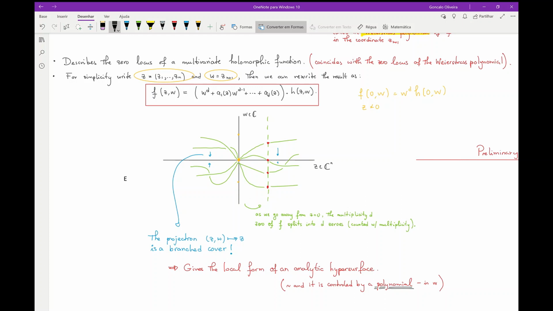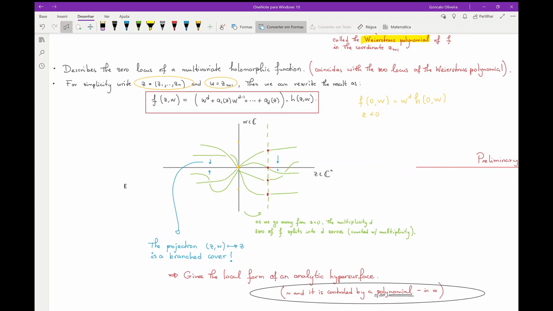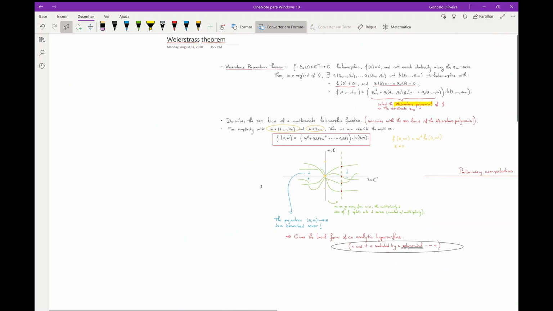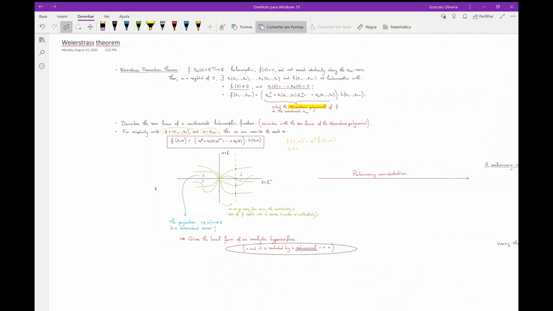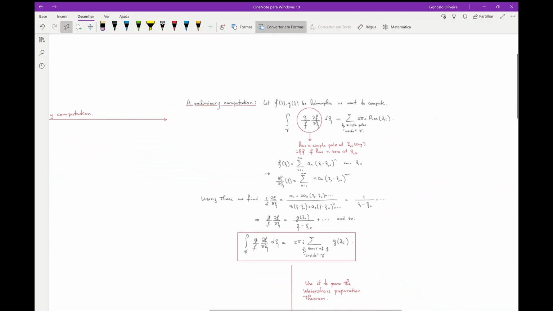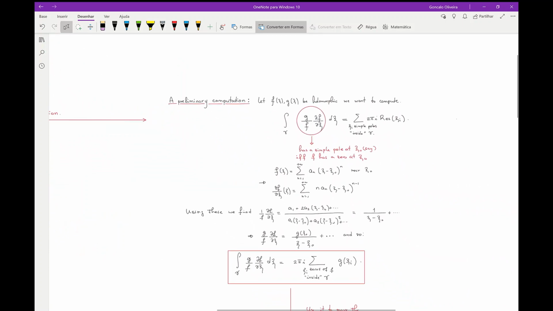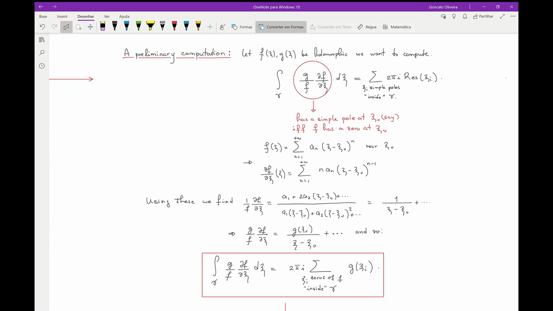And importantly enough, it is controlled by the zeros of a polynomial in w. So that's maybe the first indication that if you try to do that, complex geometry and algebraic geometry have many things in common. Okay, so before we embark on the proof, let's follow this preliminary computation that I'm going to do here. And this preliminary computation basically reads as follows.